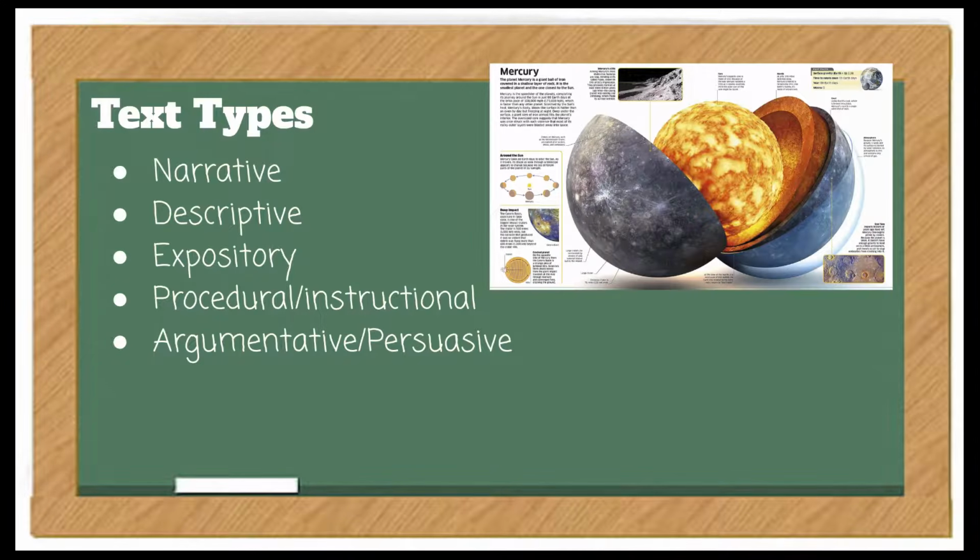And finally, procedural or informational text. This explains how to do something, okay? Think of cookbooks, Lego kits. And they often include diagrams, illustrations, or photographs.